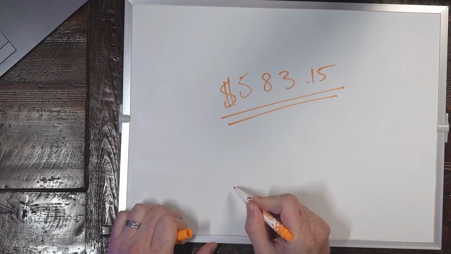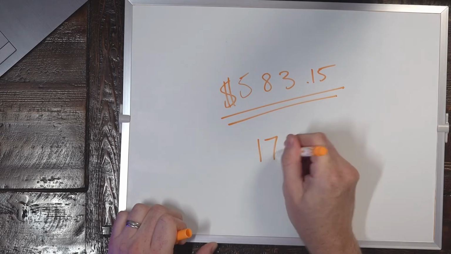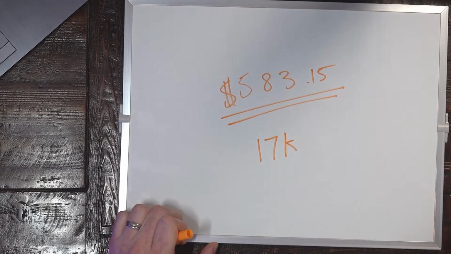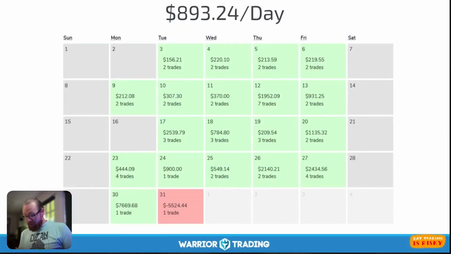At the end of the month, I produced $17,000 in gross profit with an average of about 2 trades per day. I took a total of 49 trades. I had 87.8% accuracy, 43 winners, 1 break-even trade, and 5 losers. All right, so we're going to talk in this episode about how I made $893 per day average.